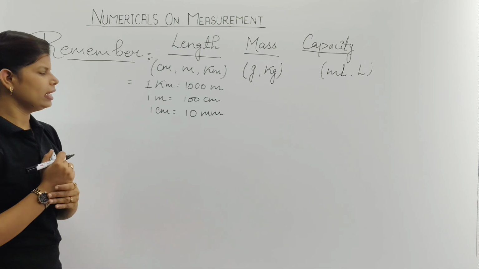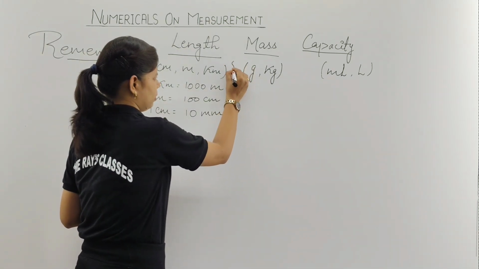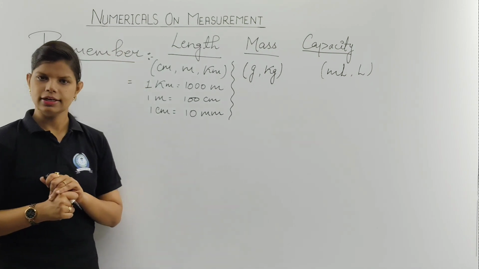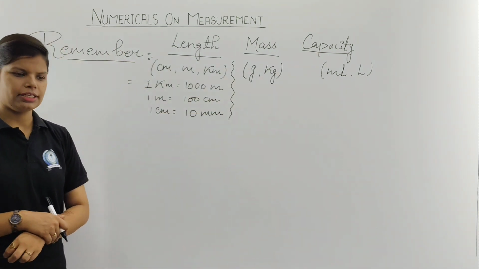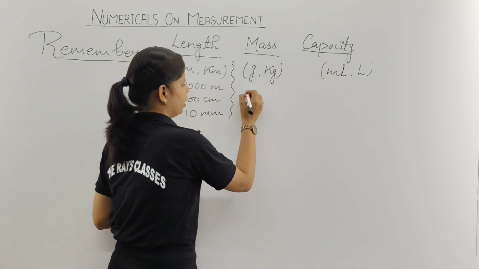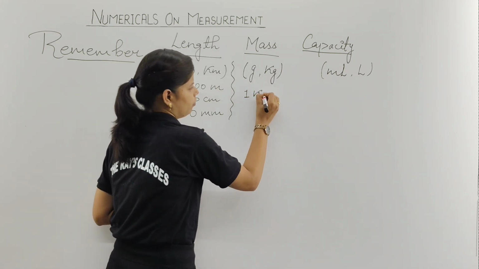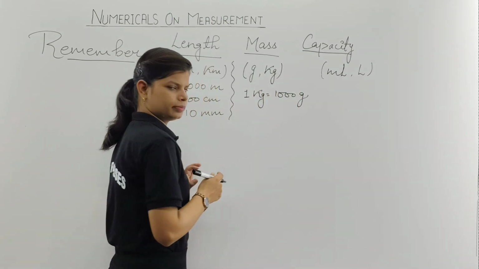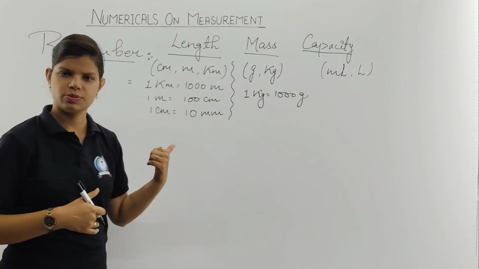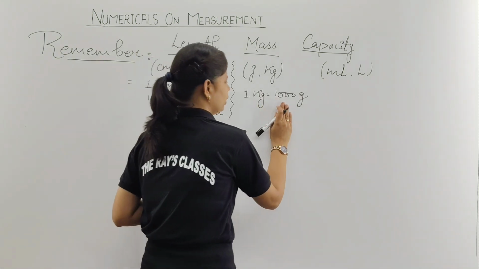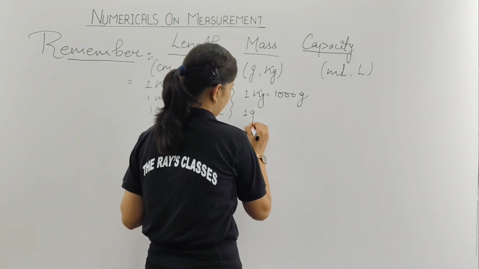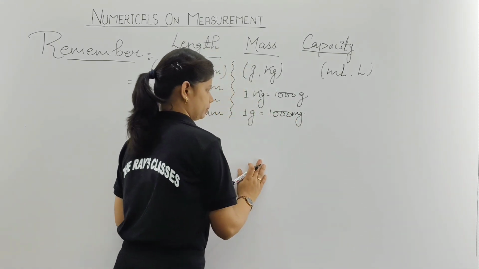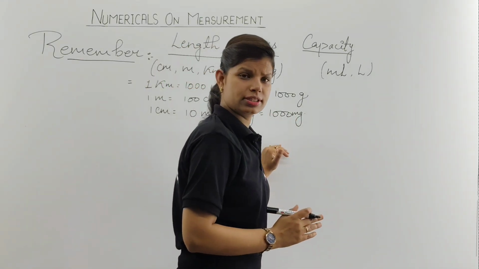Understood? Next, you can segregate in this form so that you will not be confused. Another one we have is kilogram. Here, 1 kg equals what? 1000 gram. Got this point, children? 1 kg equals 1000 gram, and 1 gram equals 1000 milligram. These two are also smaller units.